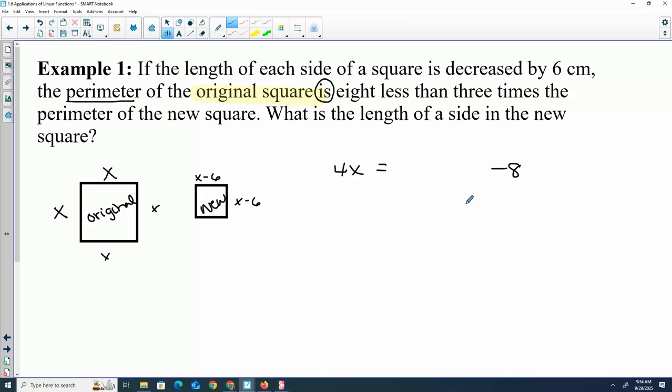So then it says it's 8 less than 3 times the perimeter of the new square. So 3 times, okay, what's the perimeter of the new square? X minus 6. That's the whole perimeter? Not to the 4th, but times 4, right? Perimeter, you have to add all those sides. So if I add them all, there are 4 identical sides.